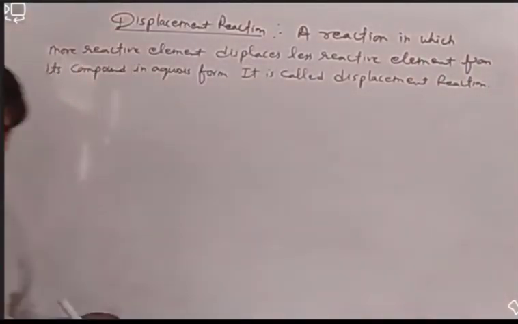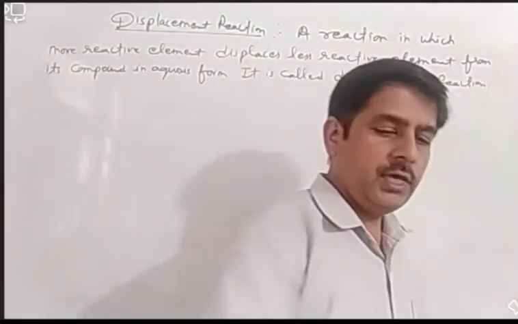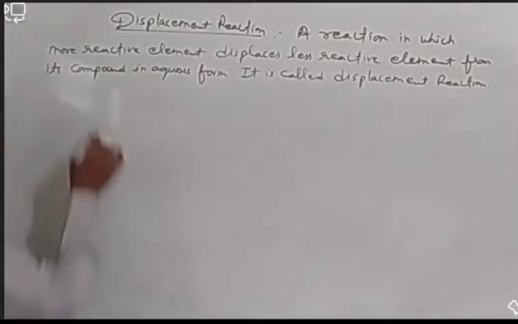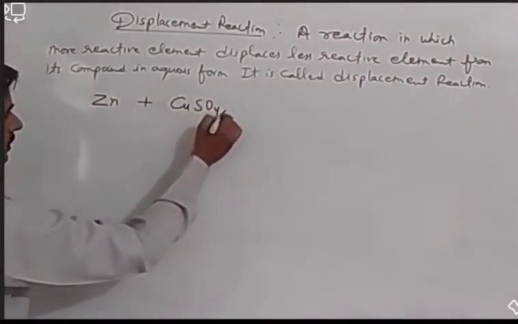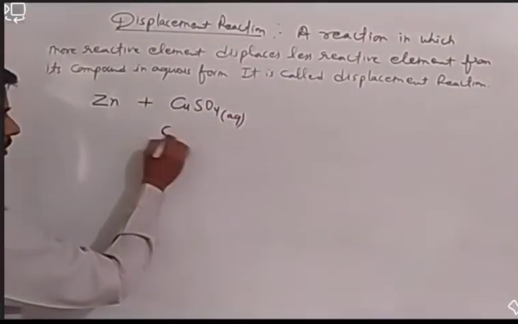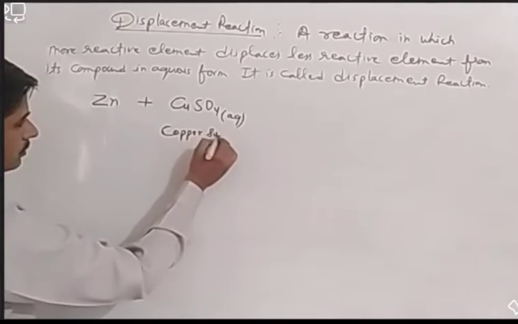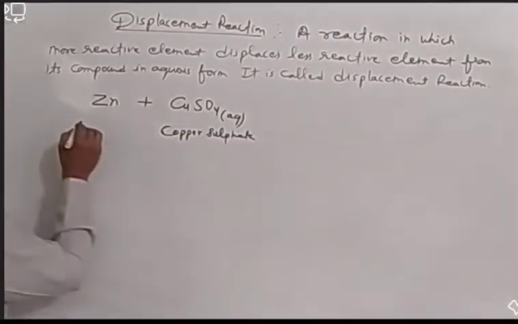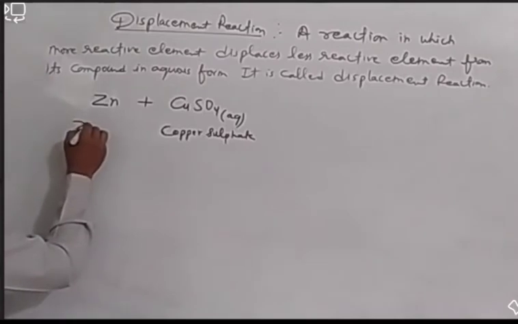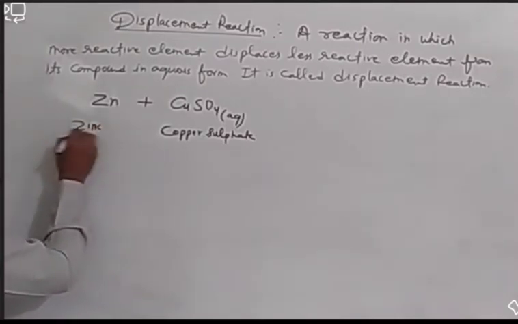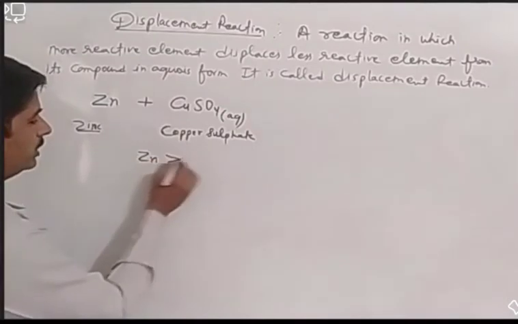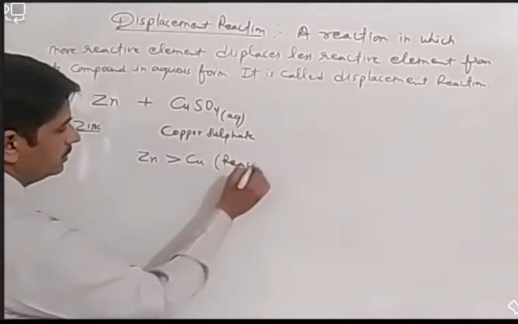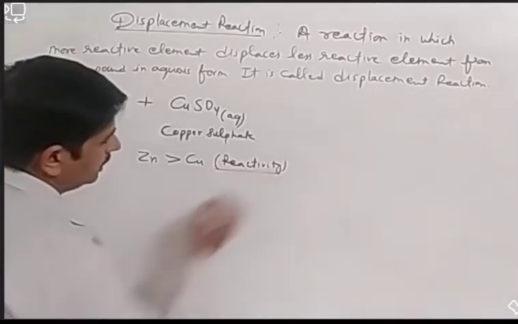So we can have a very simple example to understand this. Suppose we have a metal, zinc, and we are adding zinc into a solution of copper sulfate. But before writing this reaction, we have to remember one thing, that out of zinc and copper, zinc is more reactive. As I said, zinc is more reactive than copper.